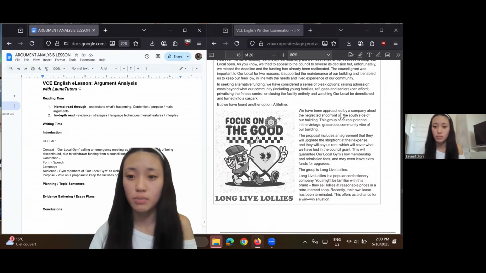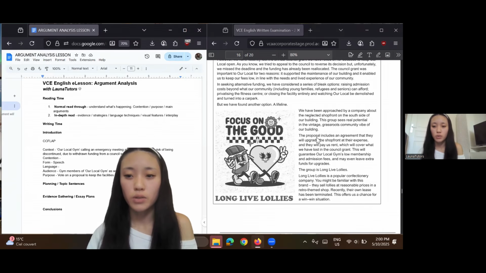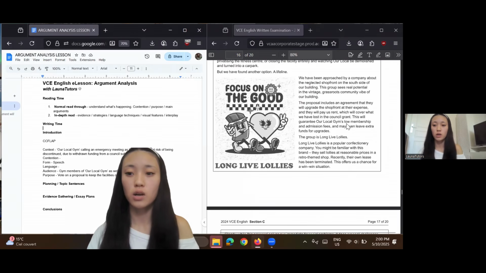We have been approached by a company about the neglected shopfront on the south side of the building. This group sees real potential in the vintage grassroots community vibe of our building. Again, community, we get it. The proposal includes an agreement that they will upgrade the shopfront at their expense and they will pay us rent, which will cover what we have lost in the council grant. This will guarantee our locals low membership and admission fees and may even leave extra funds for upgrades.